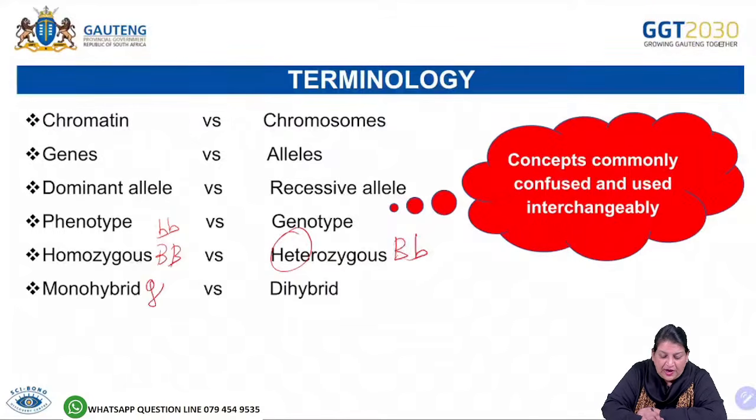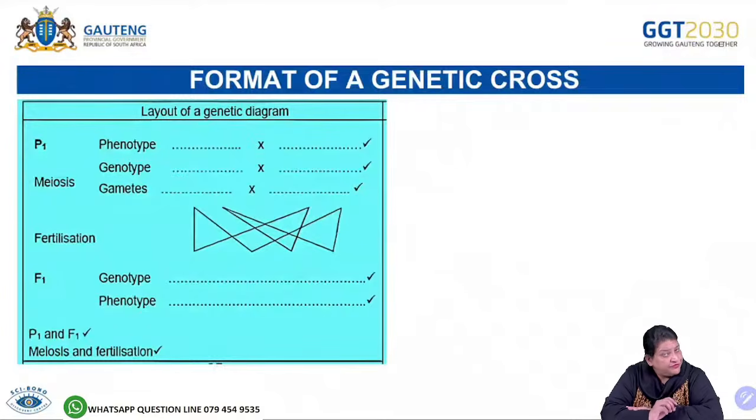Monohybrid deals with one genetic trait, just one. And dihybrid means two genetic traits. Okay, so that is an overview. You have to know, learners, the format of doing a genetic cross. If you know it, but you put the words in the incorrect place, you can lose 6 simple marks. So this is the layout of a genetic cross.